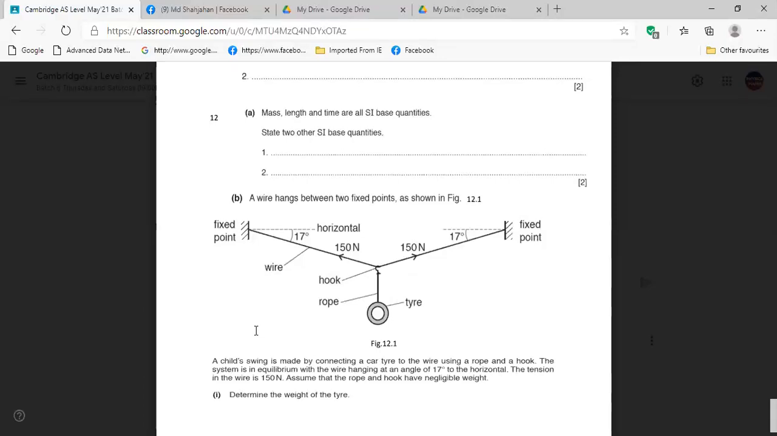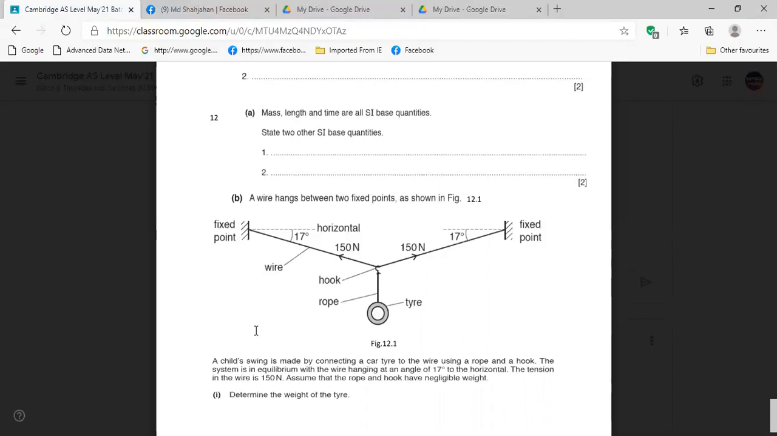Continue B. A wire hangs between 2 fixed points, as shown in Figure 12.1. A child's swing is made by connecting a car tire to the wire using a rope and a hook. The system is in equilibrium with the wire hanging at an angle of 17 degrees to the horizontal. The tension in the wire is 150 Newton. Assume that the rope and hook have negligible weight. Determine the weight of the tire. So we have to find the tire weight.